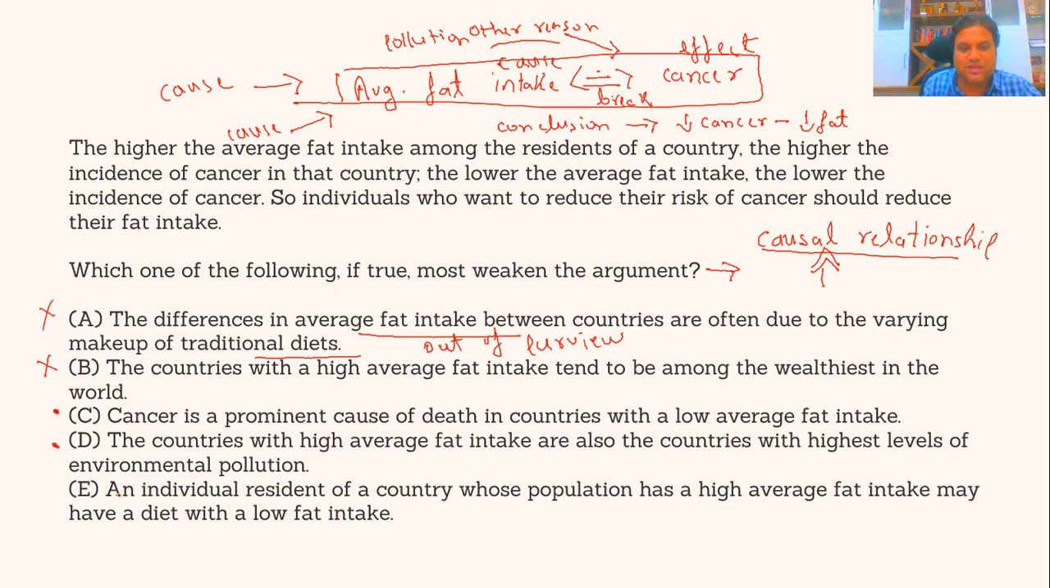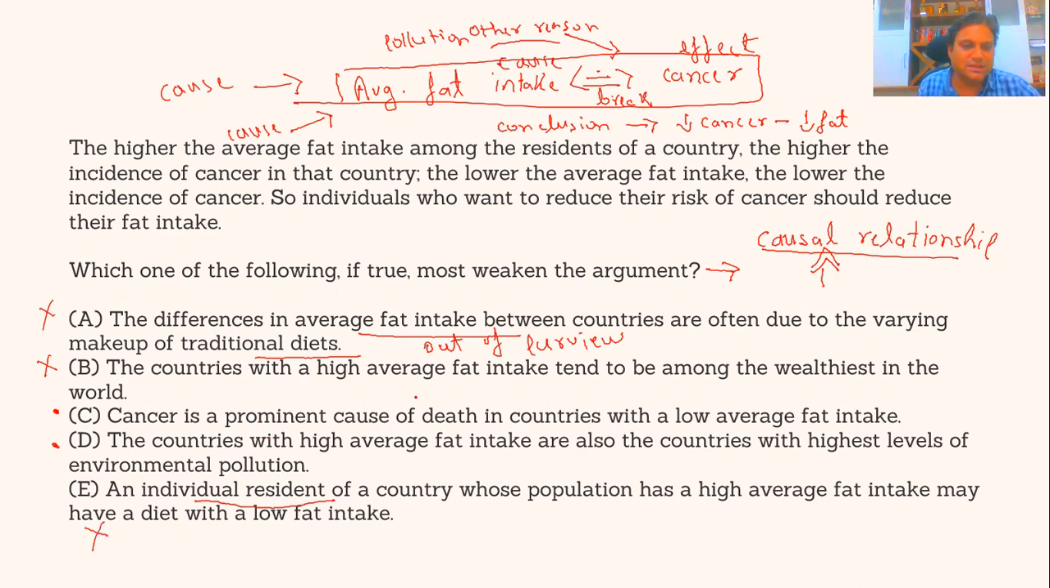Let us look at E first, which is easy to eliminate. An individual resident of a country whose population has high average fat intake may have a diet with low fat intake. Now, it just talks about one individual of a country who may have a low fat intake, but it doesn't help me break the link. So this can't be the answer.